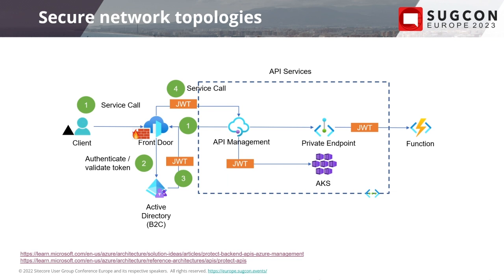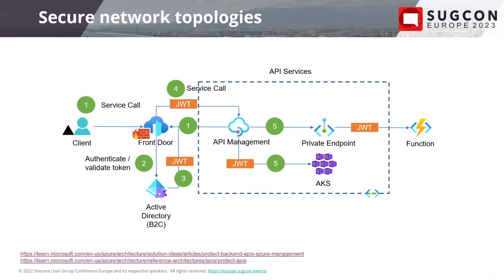API management is going to look at the token, and then it's going to go back through the front door again, the same route, to validate it. Once it's validated, only then will it pass on the request to the backend systems. Okay. So the request to AKS is pretty straightforward. It's within the VLAN. It's relatively secure. Now we're working with the private IPs.